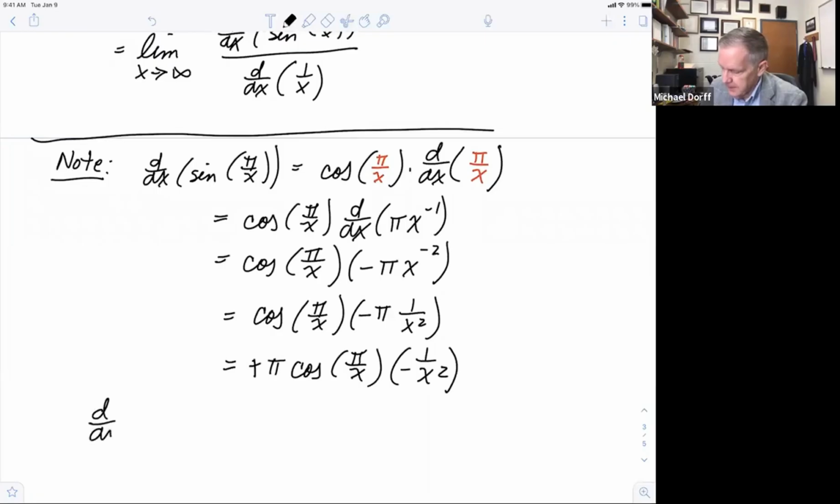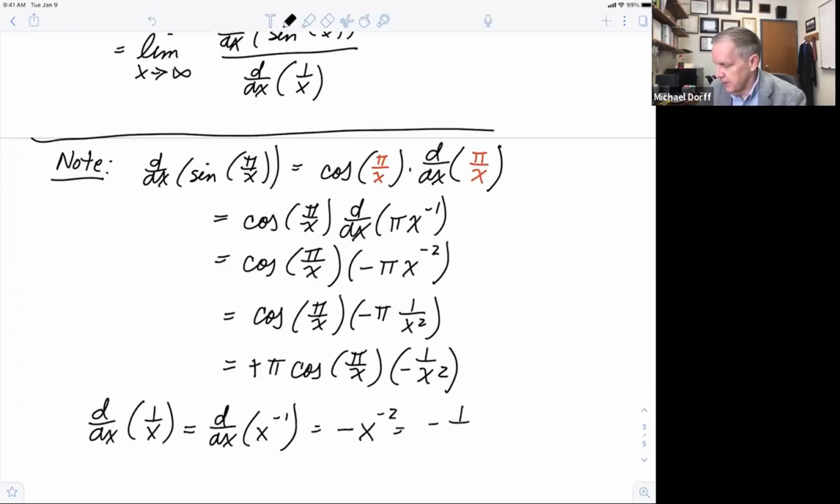Also, we have in the denominator the derivative of 1 over x, which you can rewrite as the derivative of x to the negative 1. And it's very similar to what we did up above. By the power rule, bring the exponent out front, so it's going to be negative x. Reduce the exponent by 1, so that's negative 1 minus 1, which is negative 2. And I get negative 1 over x squared.